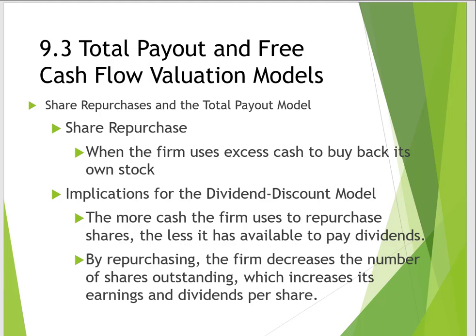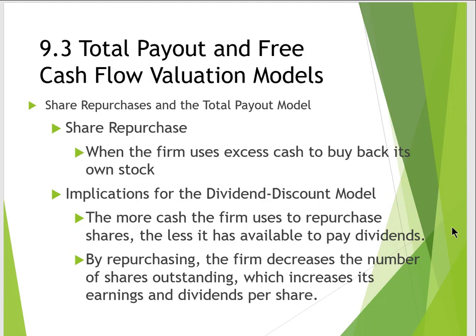The idea of the total payout model says that we should incorporate all of the potential distributions when we think about valuing the company. Well, there's two distributions to owners. The first one is obviously dividends. We can pay out dividends. But the one that we kind of don't think about as a distribution is share repurchases. But they are, in essence, the final distribution to some owners, because we're going to buy back their stock.